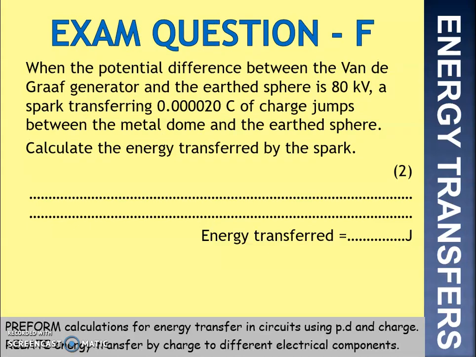Okay, quick exam question. This is for the foundation paper, so attempt this one. When the potential difference between the Van de Graaff generator and the Earth's sphere is 80 kilovolts, a spark transferring 0.00002 coulombs of charge jumps between the metal dome and the Earth's sphere. Calculate the energy transferred. Pause the video whilst you attempt that question. Okay, so we know that energy equals voltage times charge. So that would be 0.00002 times 80,000, giving us an answer of 1.6 joules.